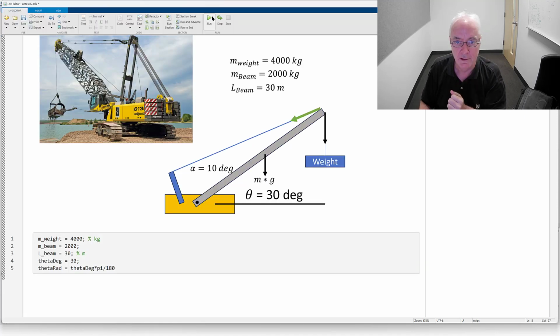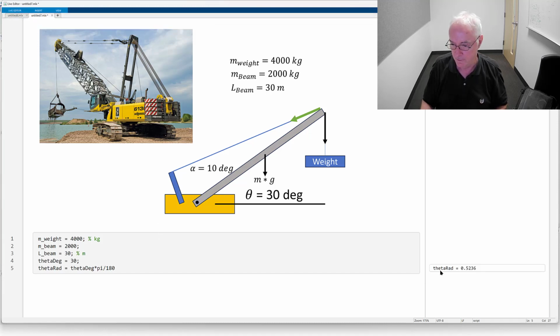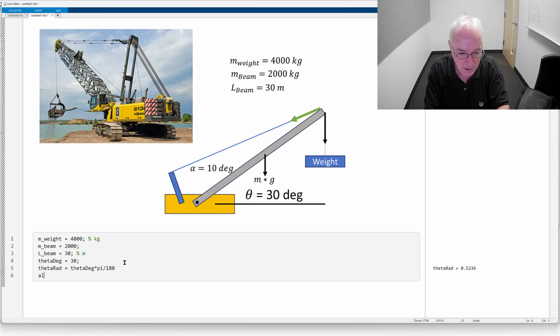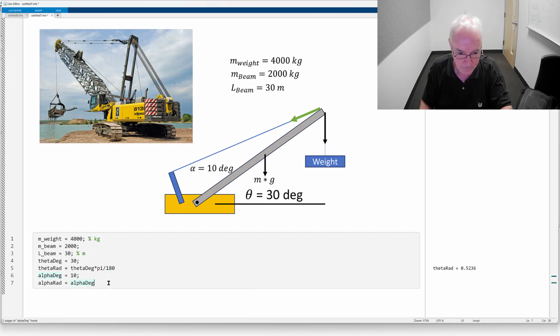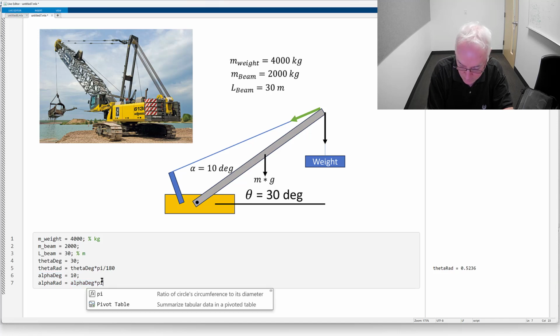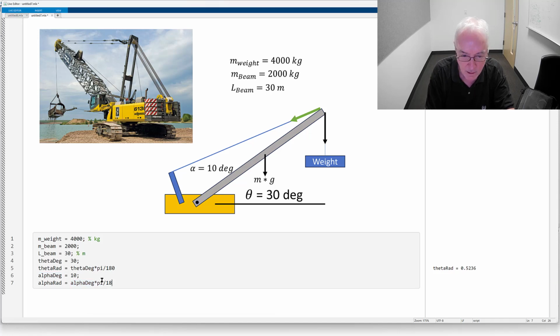I always think it's good to hit the run button a lot. So there's our first calculation. All right, let's get alpha in there too. It's equal to 10 degrees. Alpha rad times pi divided by 180.